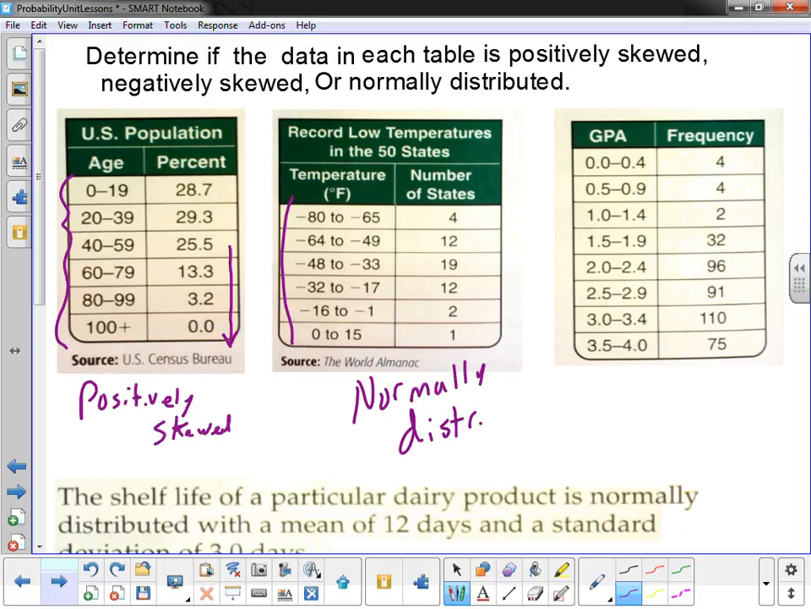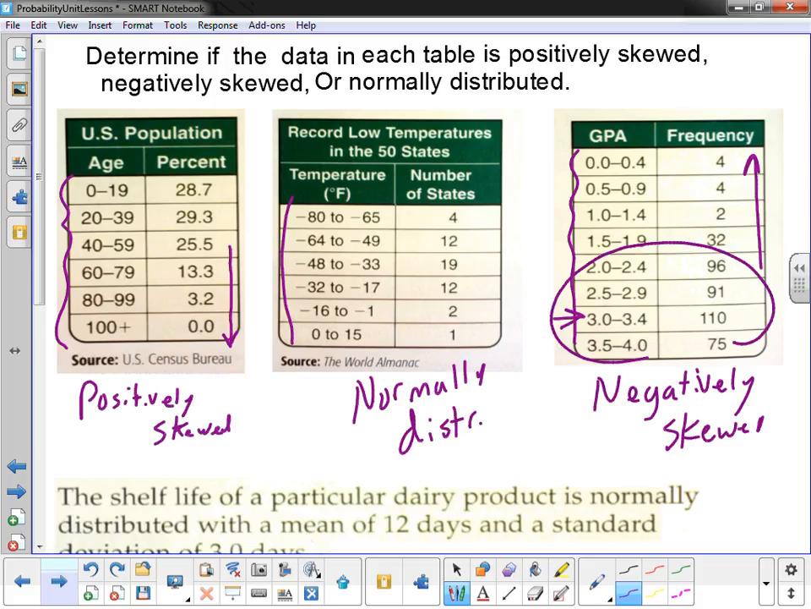Okay, last one. Again, I look here. All those values are about the same, about 0.4 units, or about 0.5 units. And now as I look at the numbers, here's my high value, and then it's a little lower, but then here I've got all these things skewing it. So this one is negatively skewed. The bulk is here, and I got all these values on the negative side of it, pulling it all down. That's what makes it negatively skewed.